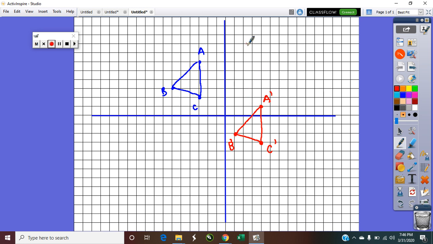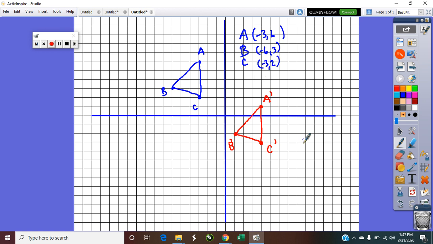Well, the first thing we're going to do is write the coordinates of the first point. I'll do that in blue to match. So we have A, B, and C. What are the coordinates for A? -3, 6. The coordinates for B, -6, 3. And the coordinates for C, -3, 2.